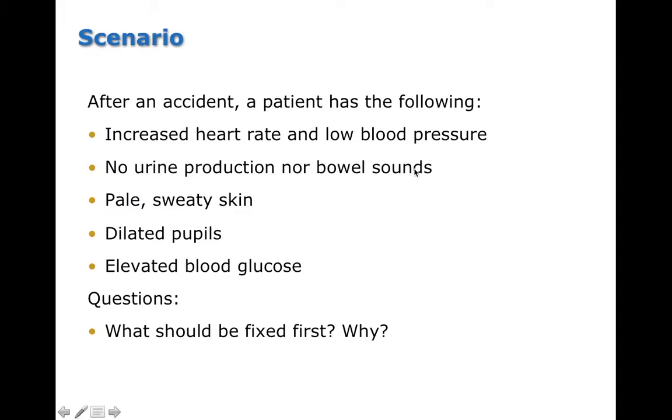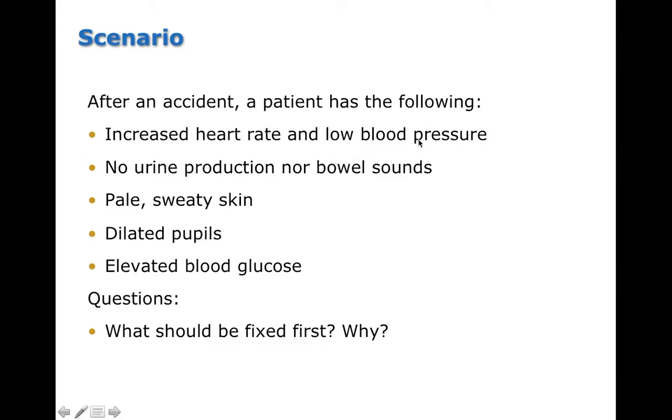But the most life-threatening problem would be this cardiovascular response. So the increased heart rate and low blood pressure is putting a lot of stress on your heart, but the low blood pressure is also preventing adequate delivery of nutrients like oxygen, and also the removal of wastes from tissues like carbon dioxide.